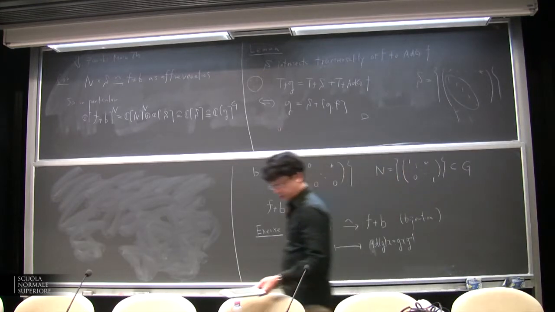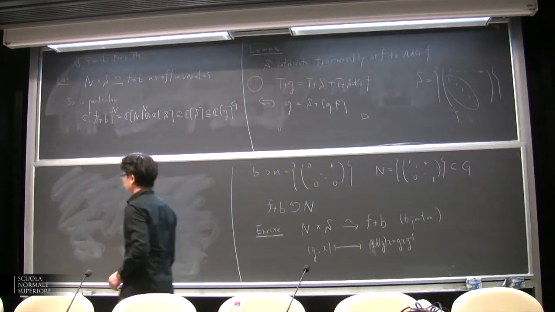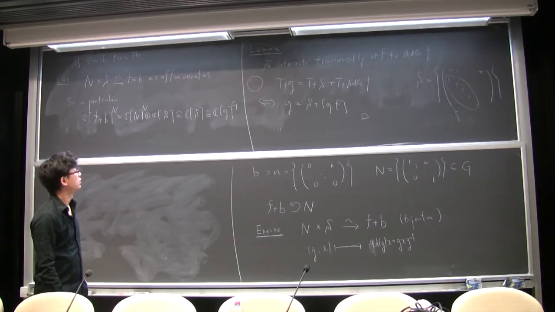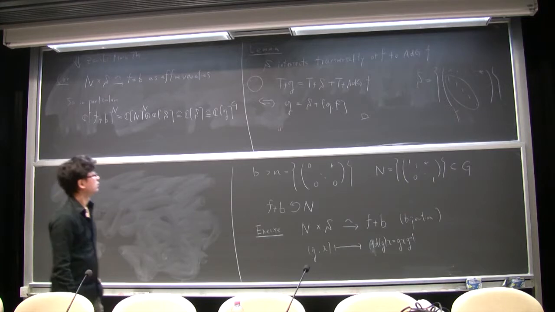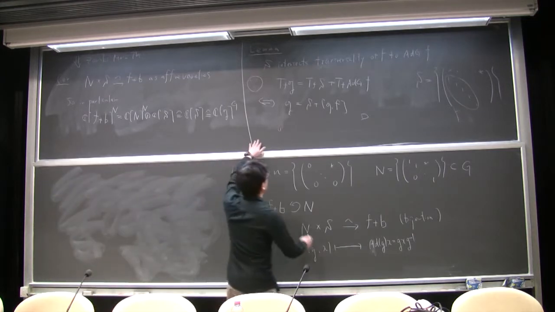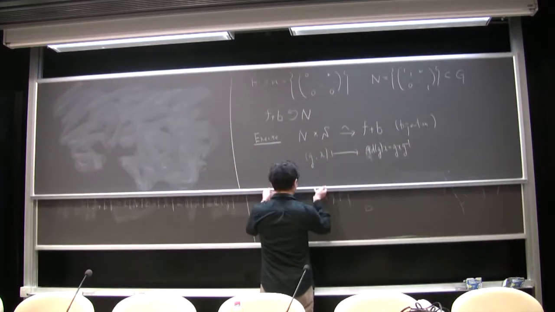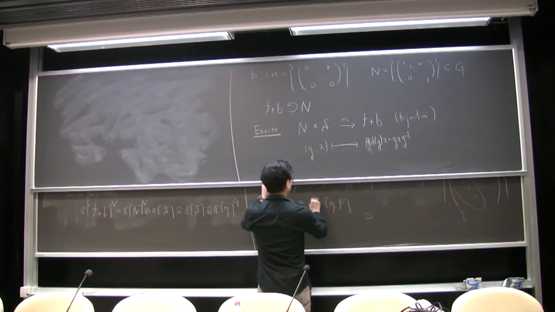There's one more important property of this slice. Yes. The tangent space of S is A. It's A, not S. Yeah. Right, of course. Sorry. Thank you.